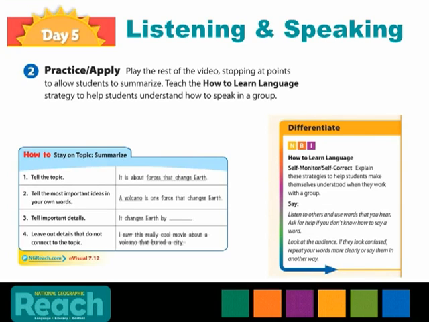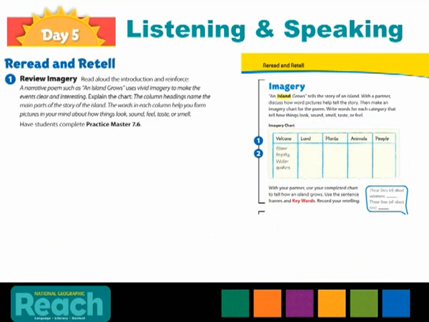Okay, you probably saw a lot of similarities in the instruction for days 5 through 7. Now let's look at what's new. On Day 5, you will continue to focus on listening and speaking skills, just like you did on Day 3, by teaching and modeling the skill, except now you will practice and apply the listening and speaking skill, how to stay on topic, by teaching students how to self-monitor and self-correct using the How to Learn Language strategy.